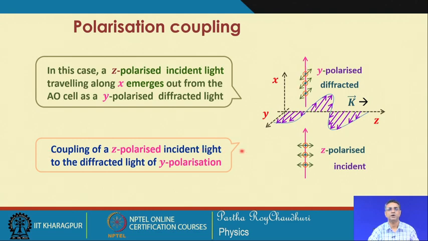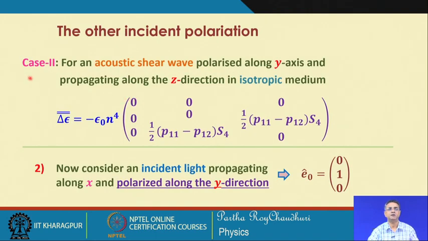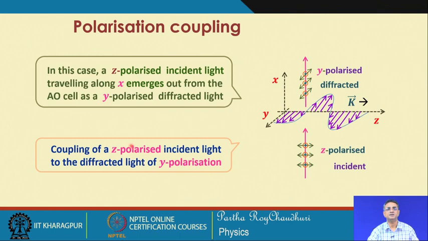So, coupling of Z polarized incident light to the diffracted light of Y polarization happens if you consider the shear acoustic wave propagating in the medium. The immediate second case, just to check the completeness, is if we have now a Y polarized incident beam, instead of being Z polarized. Then what happens to the optical beam which is diffracted out?